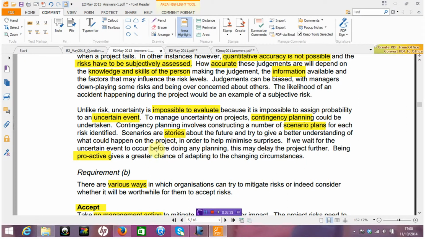Last point here, a good one to make. Being proactive in terms of the individual entities' or companies' actions is going to help, particularly if there's an environment that is rapidly changing or is very, very uncertain. So that's part A.